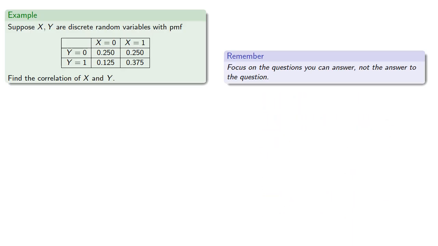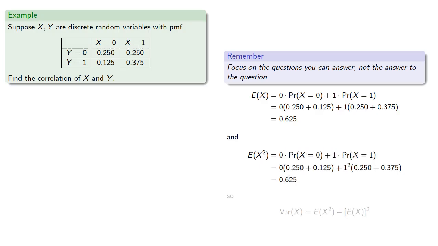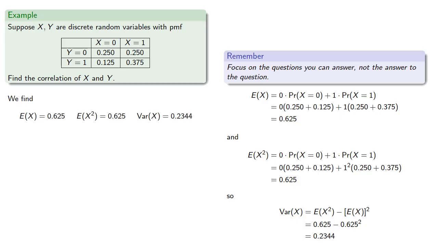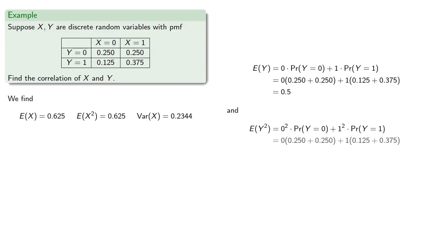So we have a PMF, and that means we can find things like the expected value of x, y, and the variance. So let's go ahead and find those first. So the expected value of x will be, and the expected value of x squared will be, and so the variance is, likewise the expected value of y, the expected value of y squared, and the variance.